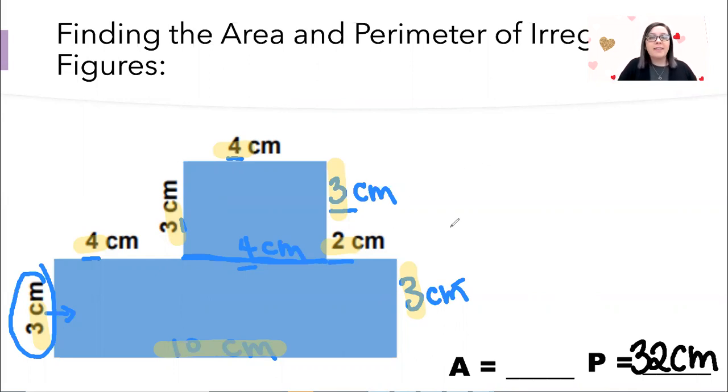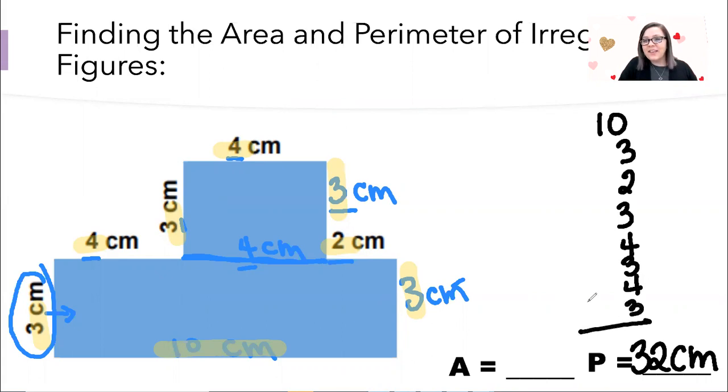Now, we can check that by adding everything together again over on the side, just to make sure. So we have 10 and 3 and 2 and 3 and 4 and 3 and 4 and 3. Okay, so let's look at those again. So we've got 10, and then here's 7 and 3 more, that's 20. Another 7 is 30, another 7, okay? And then 2 more is 32. So yes, we were correct. The perimeter of this figure is 32 centimeters.